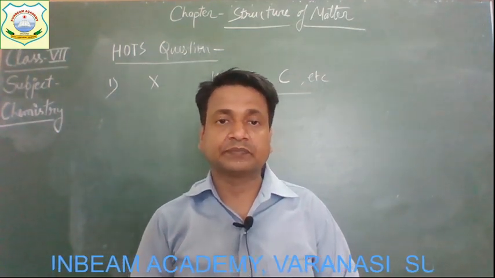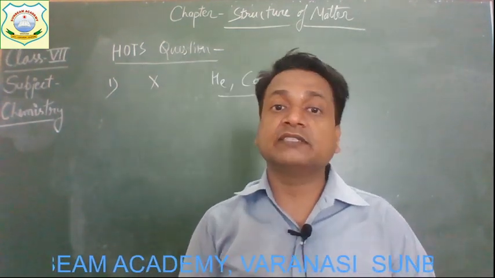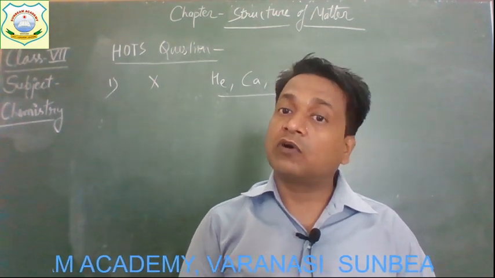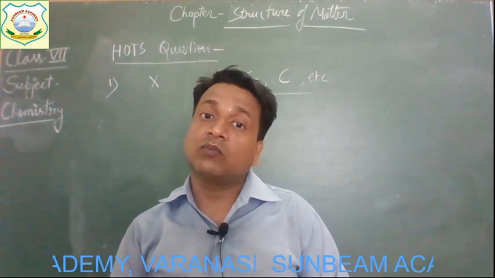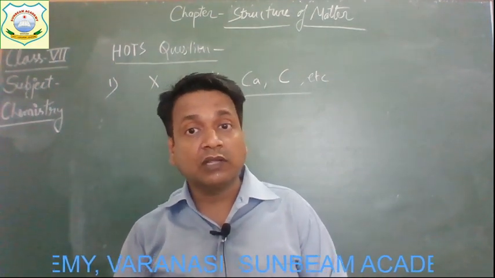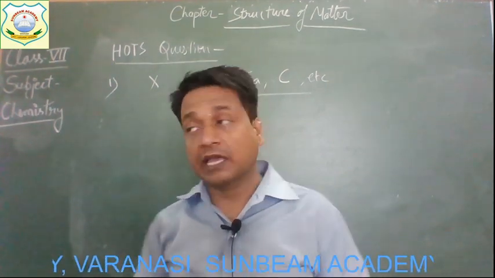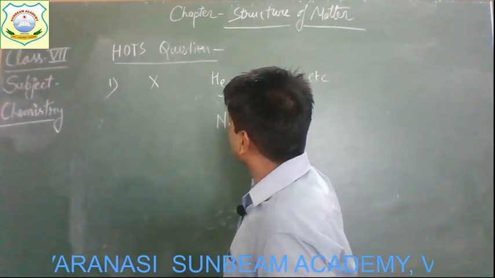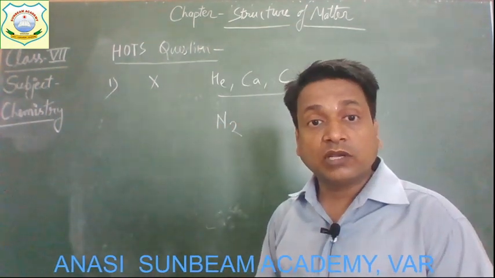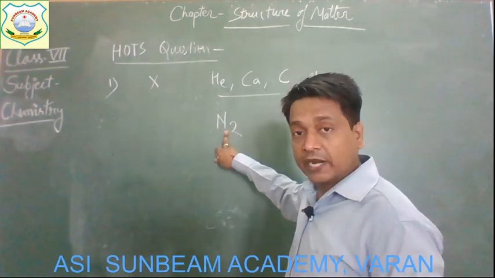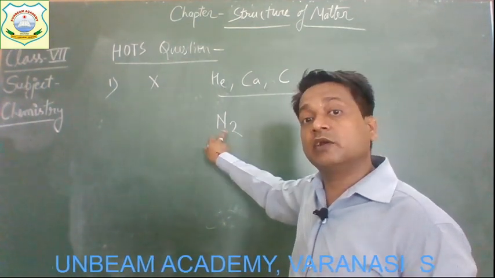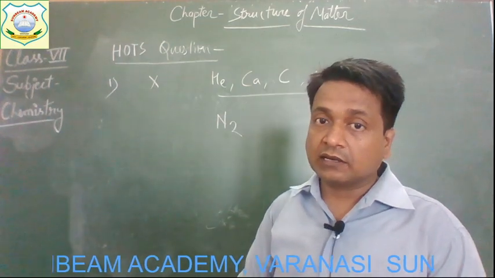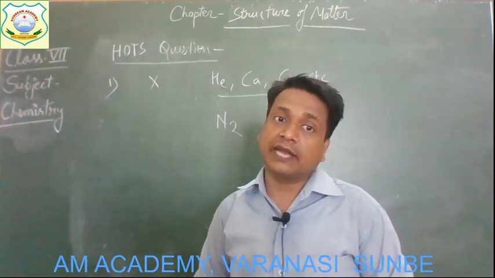Okay, children? Now, in case of elements that are not monoatomic, the formula is different. Because one molecule will form from more than one atom, so the formula gets changed. For example, nitrogen. One molecule of nitrogen is formed by two atoms. So the formula will be N2. And the symbol of nitrogen is N, and the formula of nitrogen will be N2.